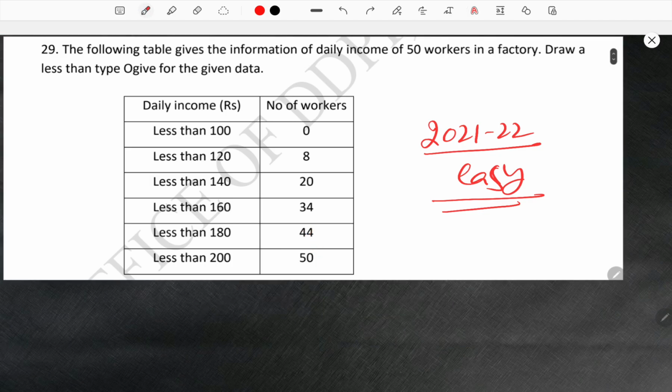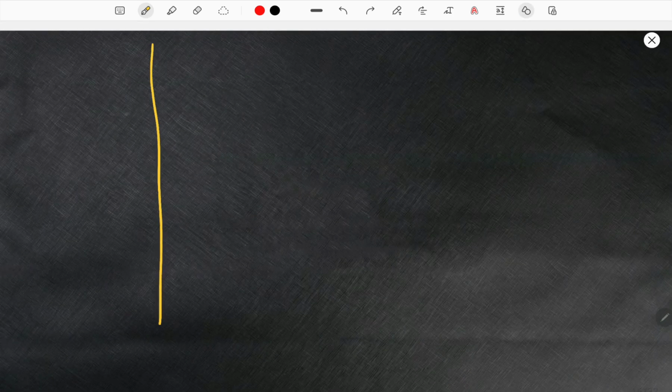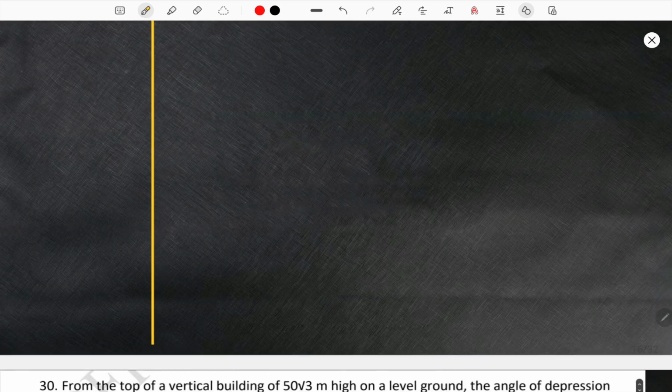So how to draw this graph? I will explain. Now listen to me. First of all, you will be having a line here. You will be having one y-axis here, that is for sure. So this is the y-axis what you are going to have.